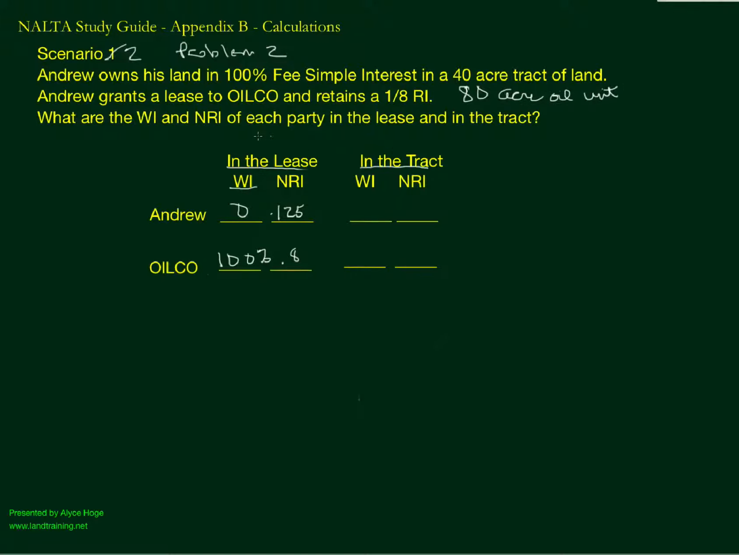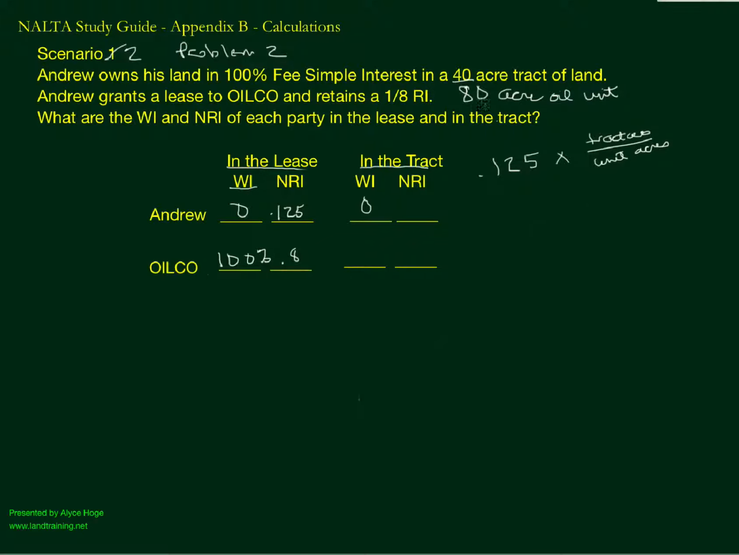So this is not going to change our calculations in the lease, but it is going to change our calculations in the tract. And this is the way it's going to work. So the working interest for Andrew in the tract is going to continue to be 0. And his net revenue interest is going to be, well, it was 1/8 or 0.125. But now we've got to multiply that, the number of tract acres that Andrew owns, by the unit acres.